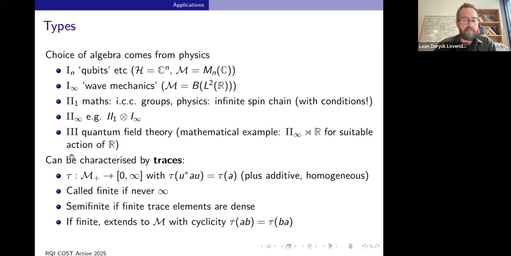Going back to the history of von Neumann algebras, these can be characterized fully in terms of the structure of the projections, but you can also characterize them in terms of the availability of maps called traces. So one can try to construct a map on the positive part of the von Neumann algebra with this unitary equivalence property. We can call this a trace. We want it to be homogeneous and linear, or additive, on the cone. We'll call it finite if it's never infinite, and semi-finite if the finite trace elements are dense. If the trace is finite, you can extend it to the whole algebra, and it satisfies this standard trace property of being able to cycle.